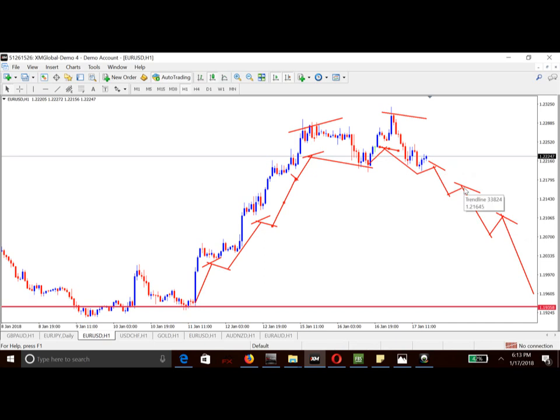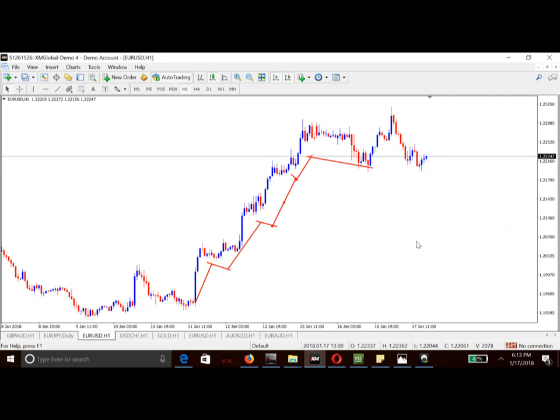This is how the forex market works. It does not go in a straight line. It works in a symmetrical pattern. It works in a zigzag pattern. Now we talked about some key items that have to do with the market formation. Now let's talk about the trend of the market.